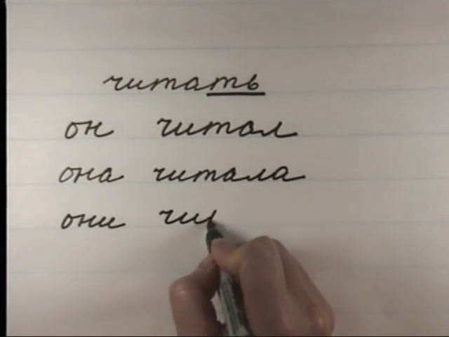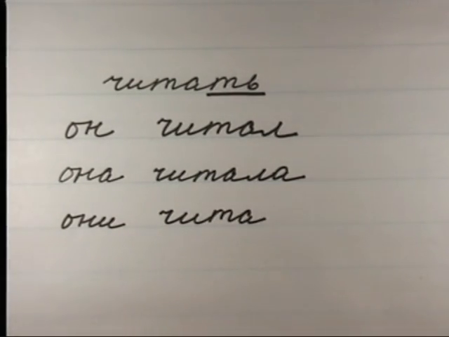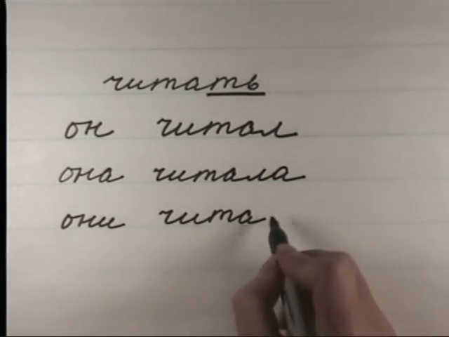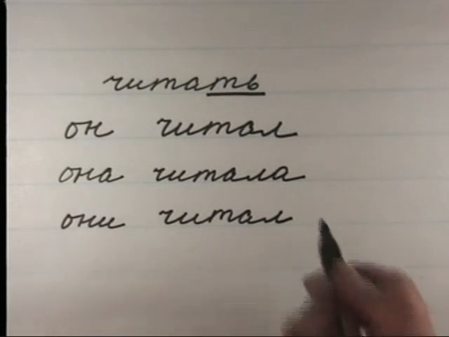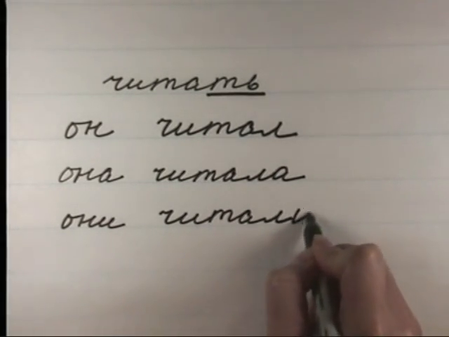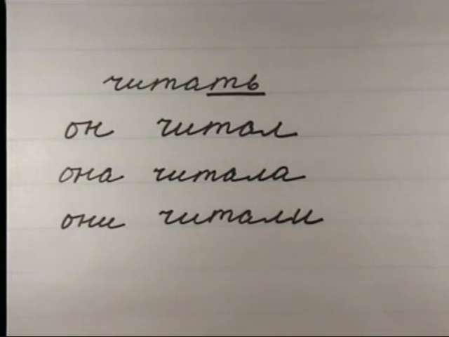And we are doing the same thing. Чита is the verb stem. Then we are adding L for the past tense and И for the plural form. Они читали. Let's make up a few sentences with читал, читала, and читали.